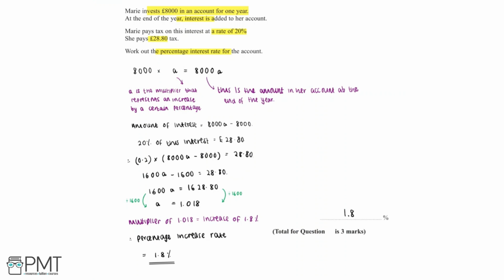Now this question is worth 3 marks. We get the first mark for saying that 20% of this interest is equal to 28.80. And so we said that 0.2 multiplied by 8,000A minus 8,000 is equal to 28.80. We get the second mark for expanding these brackets and for rearranging to find the value of A, which is equal to 1.018. And we get the third mark for recognizing that a multiplier of 1.018 represents an increase by 1.8%, allowing us to achieve the full 3 marks needed in this question.